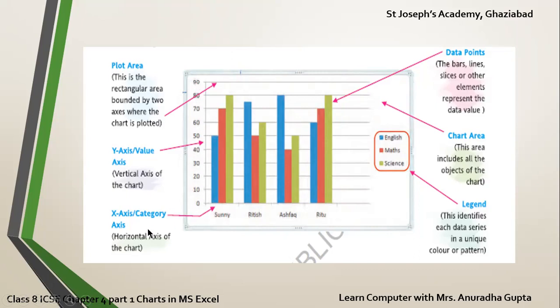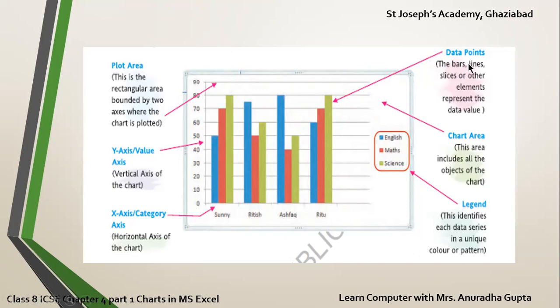Move on to the third component of a chart, and that is x-axis. X-axis is also known as category axis as well as horizontal axis. Students, please note down where I'm rolling my cursor. That axis is known as x-axis. Move on to the fourth component of a chart, and that is data points.